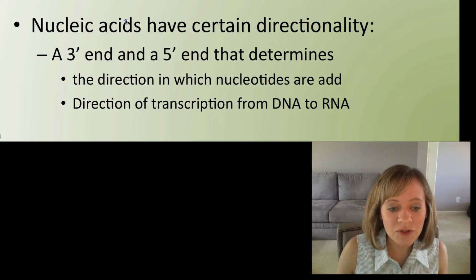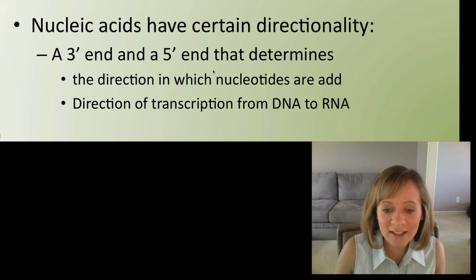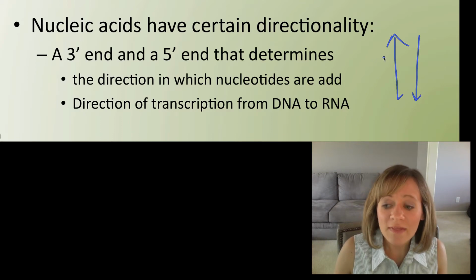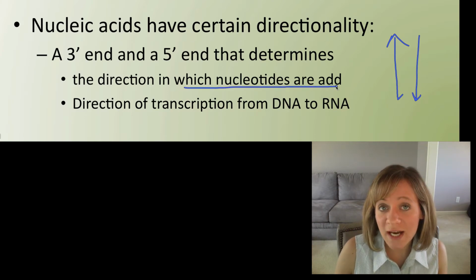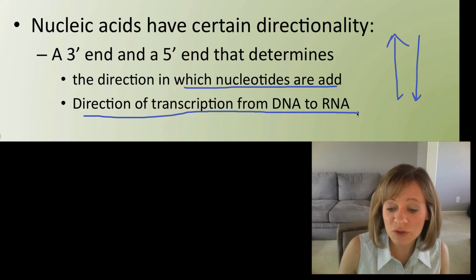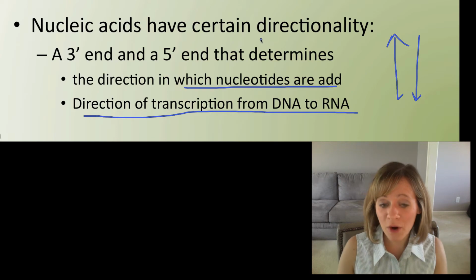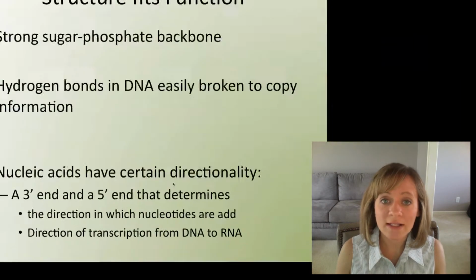Also structure. Nucleic acids have a certain directionality, so we call that being anti-parallel. One end is running 5' to 3', and the other end is running the opposite way. This determines which nucleotides are added and where they're added, and it also determines the direction of transcription from DNA to RNA. We're going to look more at that structure part later on in the year.